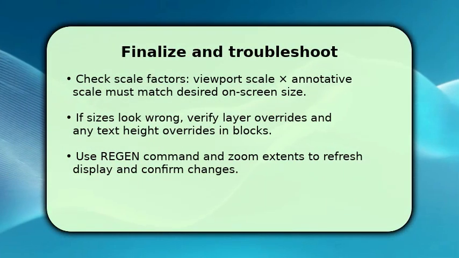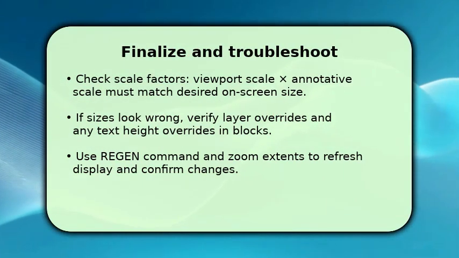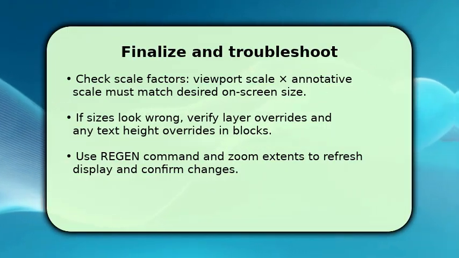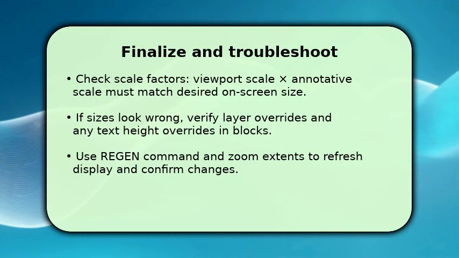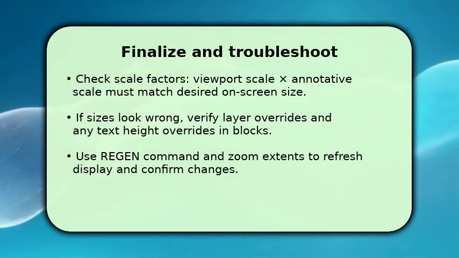To finish, review text across your drawing at intended viewport scales. If you used annotative text, confirm each annotation scale is assigned. Otherwise, toggle annotative off and apply explicit heights. Make sure block definitions don't contain hard-coded text heights that override your style. Once adjusted, run regen and zoom to extents to refresh visuals.